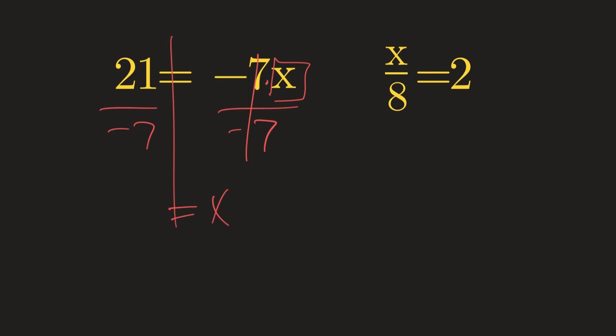What's 21 divided by negative 7? Negative 3. Okay, good. Positive divided by a negative, always a negative. X equals negative 3. And again, if you're not sure, plug it back in. Is negative 7 times negative 3 equal to 21? Absolutely. Negative times a negative, always a positive.